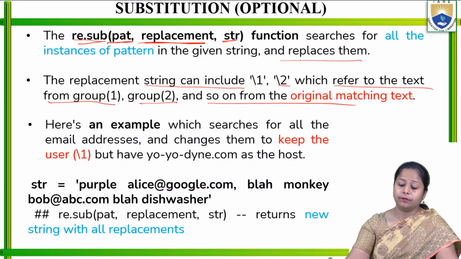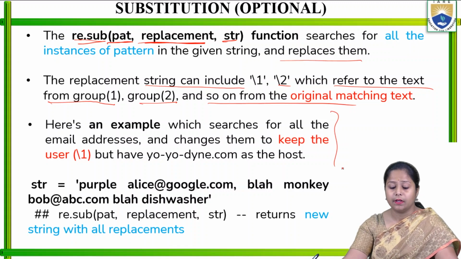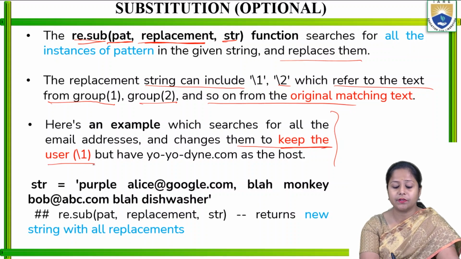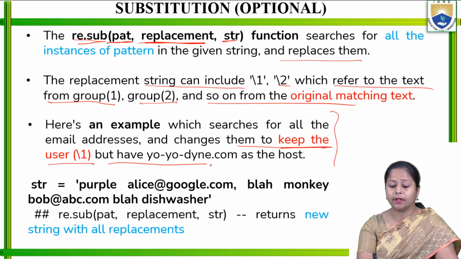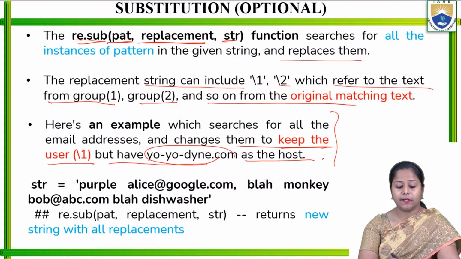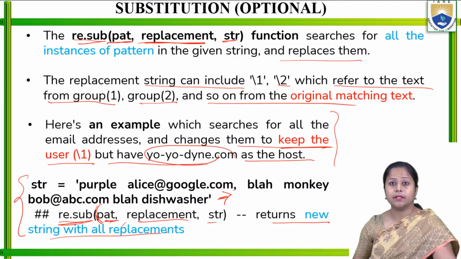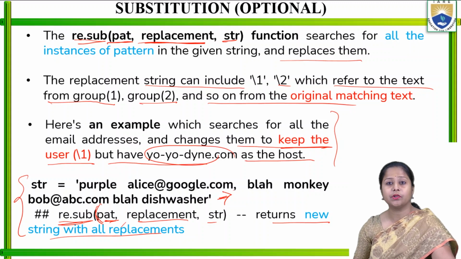Let's take an example which searches for all the email addresses and then changes them. We need to consider keeping the first part, the user, that is \1, but not the other part, that is the host. So we need to write the syntax like that. Str is equal to the old string we have taken in the earlier examples. Then I write re.sub, and in small brackets I write pat, comma, replacement, comma, str, that is going to return a new string with all the replacements. That is the use of this substitution method.